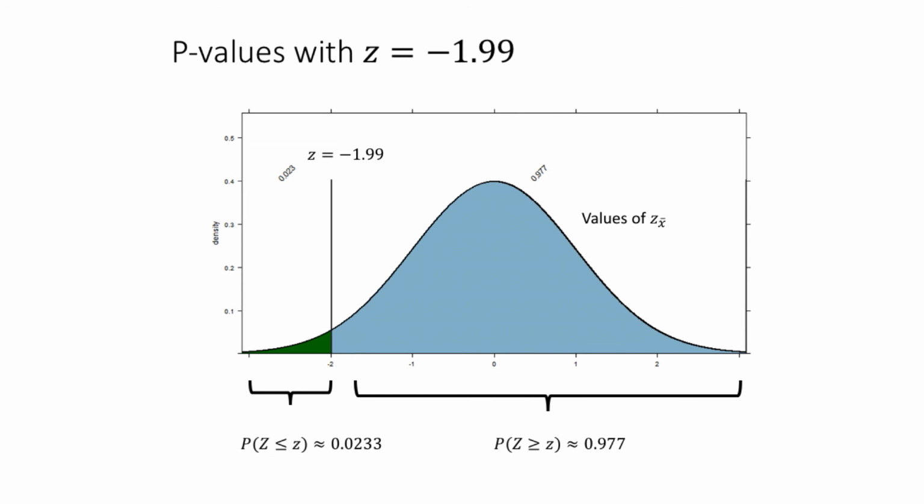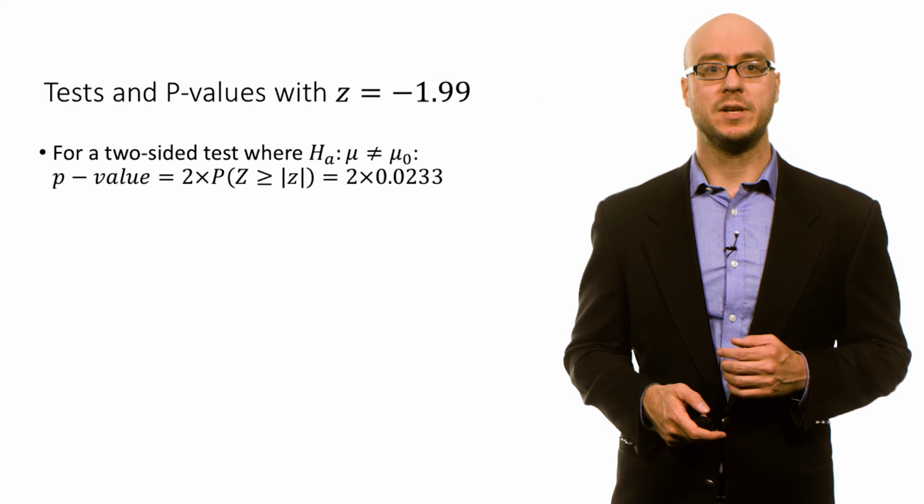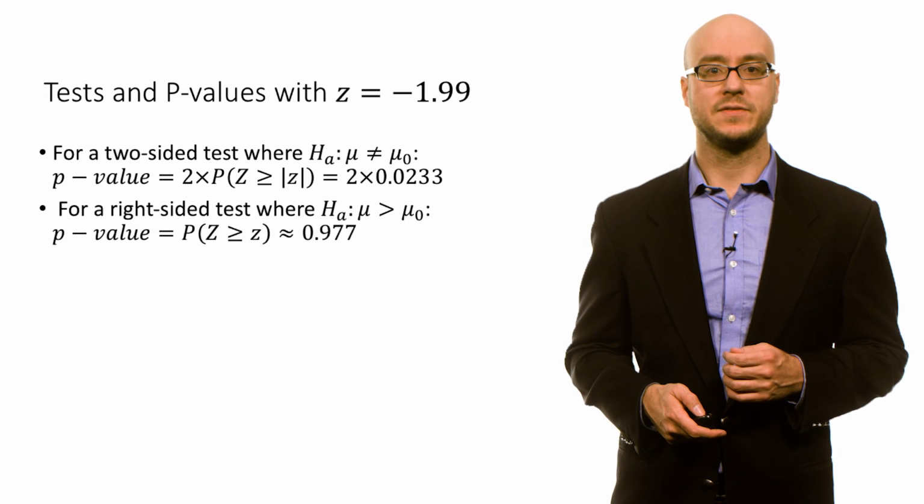The probability of obtaining a z-test statistic greater than or equal to negative 1.99 is quite likely. It's very likely that you're going to have positive, or somewhat negative z-test statistics. So let's use this information, this standard normal distribution and this z-test statistic, to make inferences and conclusions. So let's examine a two-sided, right-sided and left-sided test.